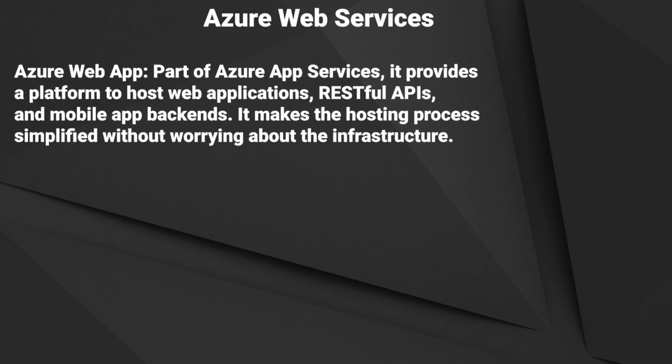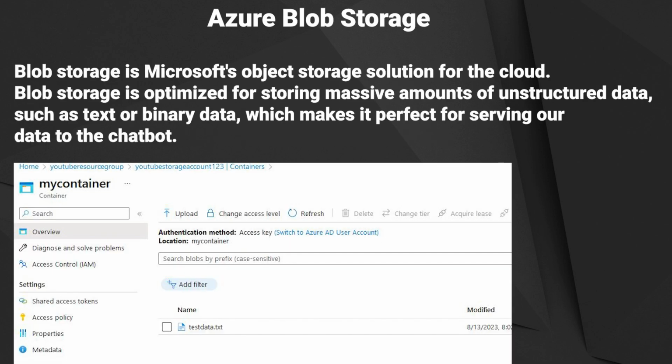Okay, now for the specific services we use. Azure Web App. Part of Azure Web Services, it provides a platform to host web applications, RESTful APIs and mobile backends. It makes the hosting process simplified without worrying about the infrastructure. You can deploy your application as code or as a Docker container. Blob Storage. Azure Blob Storage is Microsoft's object storage solution for the cloud. Blob Storage is optimized for storing massive amounts of unstructured data, such as text or binary data, which makes it perfect for serving out data for the chatbot.